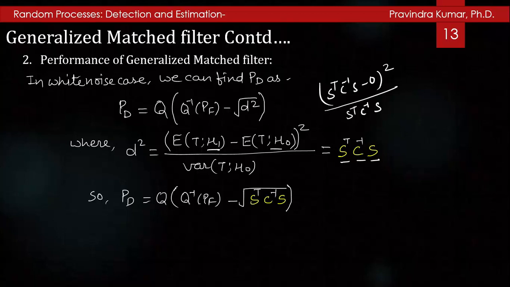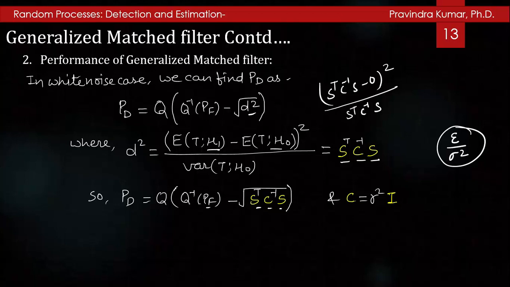So the probability of detection will be Q inverse of probability of false alarm, and the deflection coefficient here will be s transpose C inverse s, where covariance matrix C is sigma square times the identity matrix. Here the probability of detection increases monotonically with s transpose C inverse s, not with epsilon by sigma square as in the case of white Gaussian noise. This is for the case of white Gaussian noise.